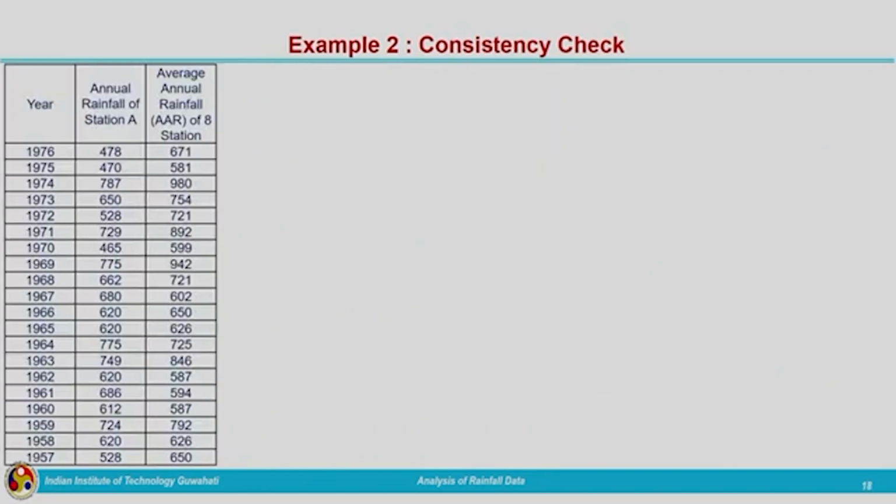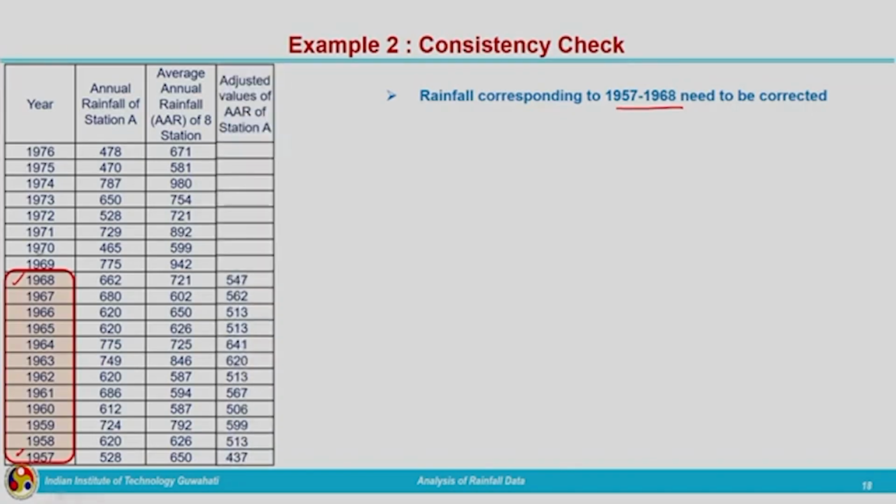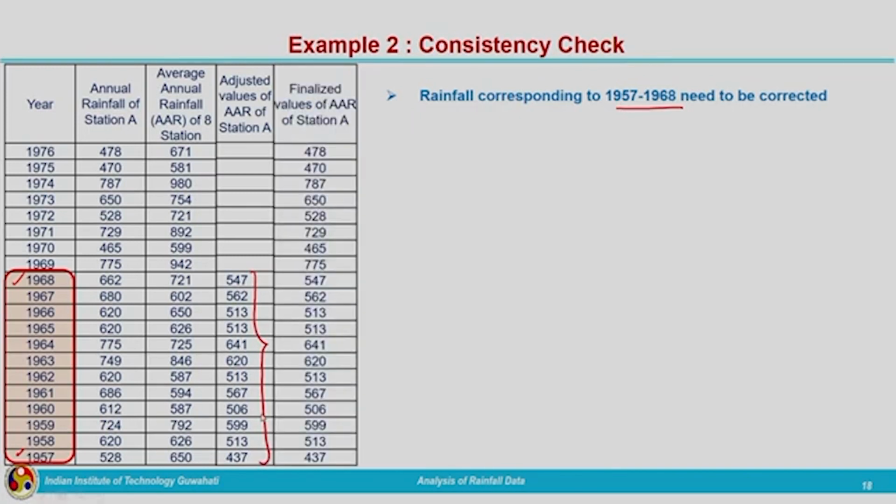Now, we need to apply this correction to the data from 1957 to 1968. We will go back to our data again. The rainfall corresponding to 57 to 68 needs to be corrected. So, those data series we will be checking and multiplying with the correction factor. After multiplying with the correction factor, we will obtain the rainfall data like this, and the entire series will be 1968 to 76.